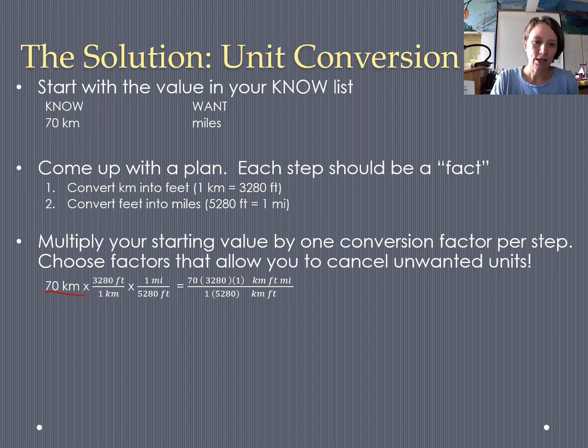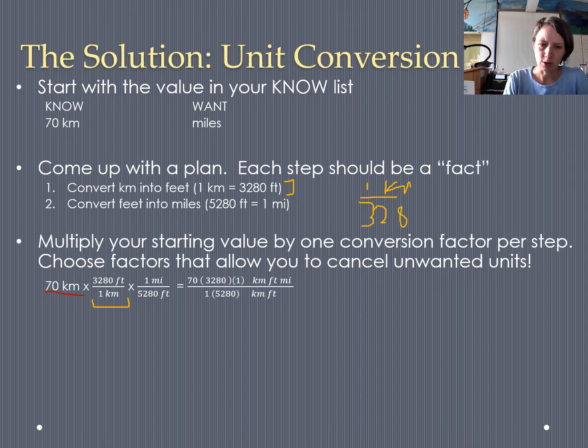So the tricky thing is choosing the correct conversion factor. This is the conversion factor that I chose to go along with this fact, right? That's the conversion factor that's going to convert from kilometers to feet. But there were 2 possibilities, right? There was 3,280 feet over 1 kilometer, or the other fact, which was 1 kilometer over 3,280 feet. How did I know to choose this one?